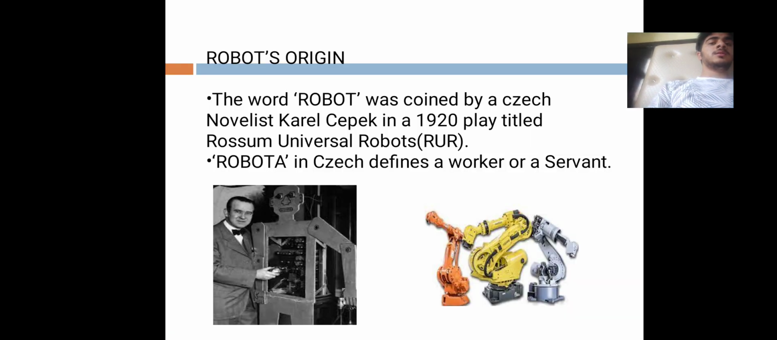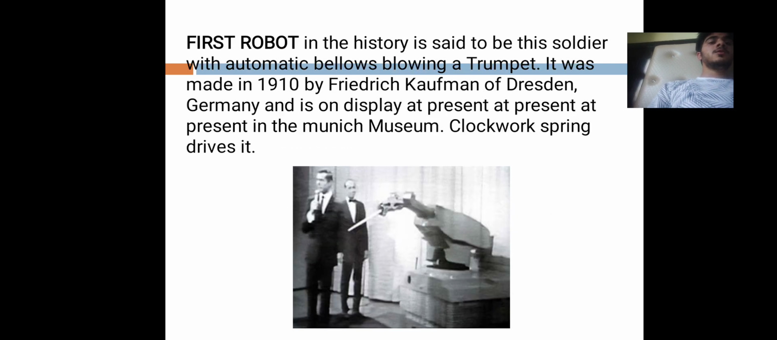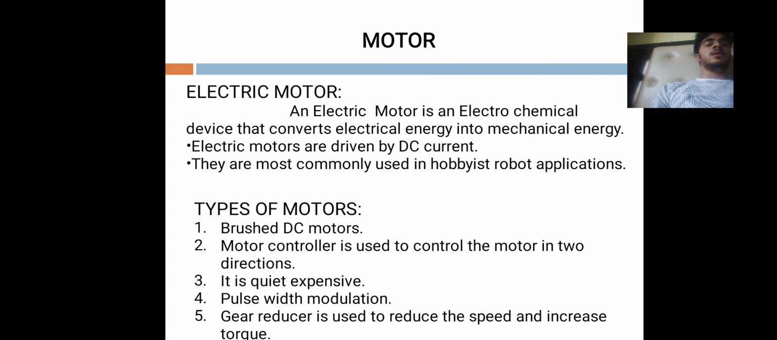Robot's origin. The word robot was coined by a Czech novelist, Karel Čapek, in a 1920 play titled Rossum's Universal Robots, R.U.R. Robota in Czech defines a worker or servant. The first robot in history is said to be the soldier with automatic bellows blowing a trumpet. It was made in 1910 by Friedrich Kaufmann of Dresden, Germany, and is displayed at present in the Munich Museum. Clockwork spring drives it.